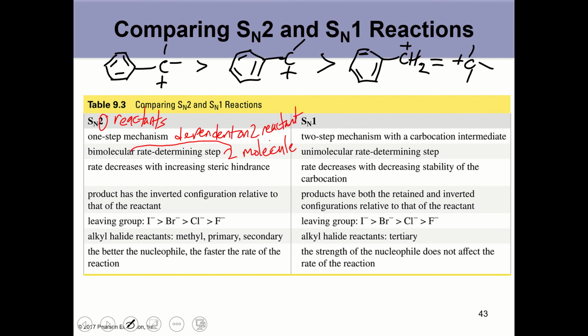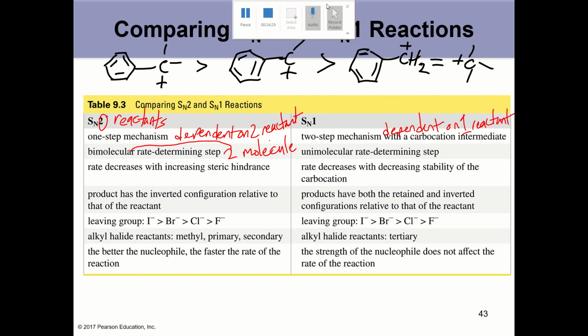If we compare SN2 and SN1, SN2 is a one-step mechanism dependent on 2 reactants, and SN1 is a 2-step mechanism dependent on 1 reactant. So remember that the numbers for the SN2 and the SN1 refer to the number of reactants affecting the rate. SN2 has a bimolecular rate determining step: 2 molecules determine the rate. SN1 has a unimolecular rate determining step: 1 molecule determines the rate.